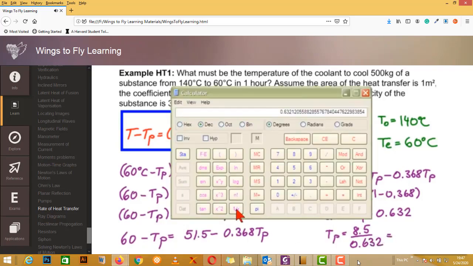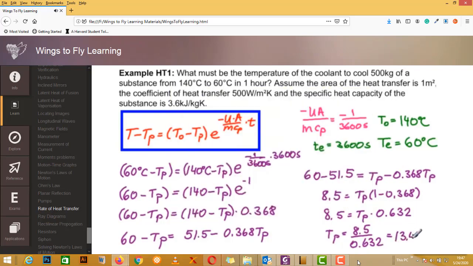So 1 over x, and then times 8.5, 13.45 degrees. 13.45, and we remember that it's degrees Celsius. So that is our final answer, the temperature of the coolant. That makes sense. It has to be under 60, obviously, to cool it. And it has to be reasonably low in order to cool reasonably fast. In 1 hour, it has to reduce it by 80 degrees, right? So in 1 hour, we are going to use a coolant that's 13.45 degrees Celsius to cool our substance from 140 to 60.